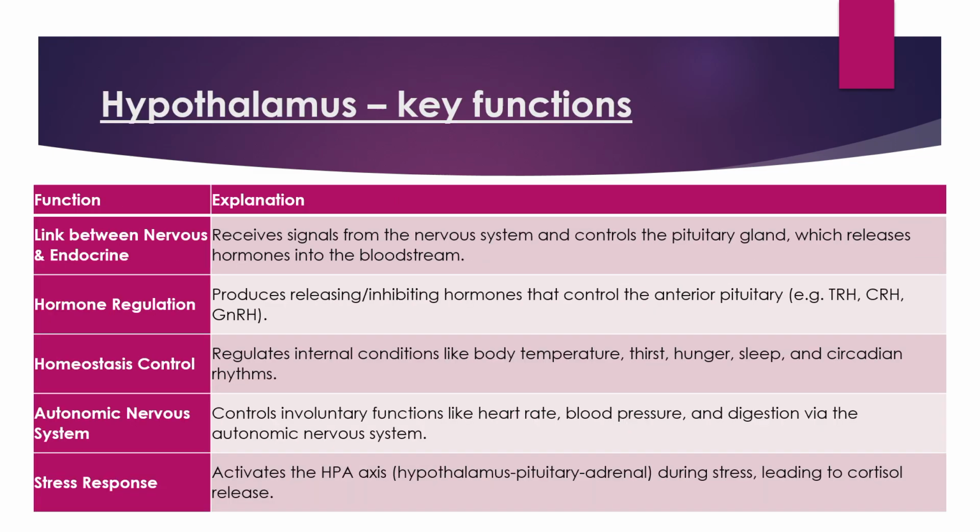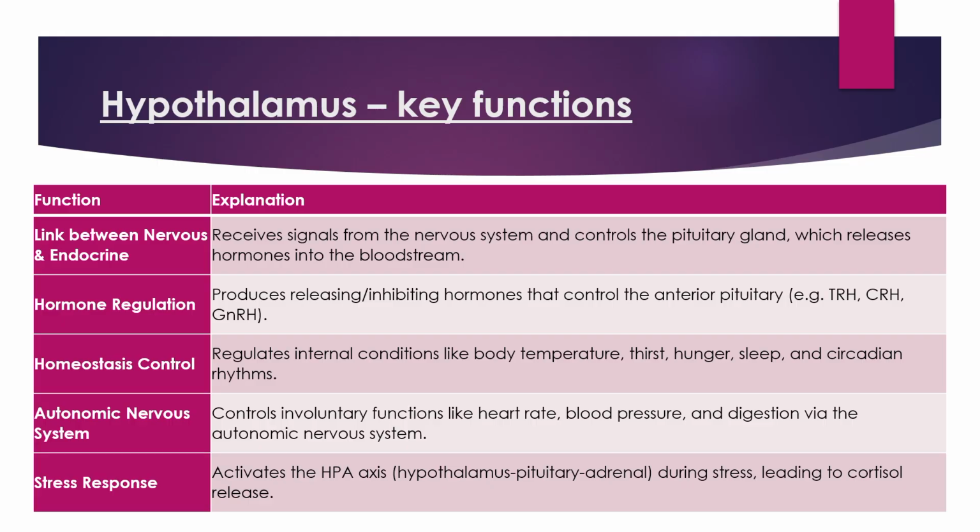Hypothalamus, key functions. There's a link between the nervous and endocrine system. It receives signals from the nervous system and controls the pituitary gland, which releases hormones into the bloodstream. Hormone regulation: produces releasing or inhibiting hormones that control the anterior pituitary, so TRH, CRH, GnRH.